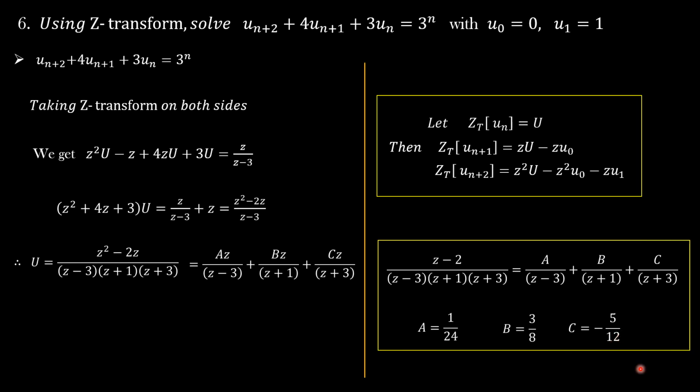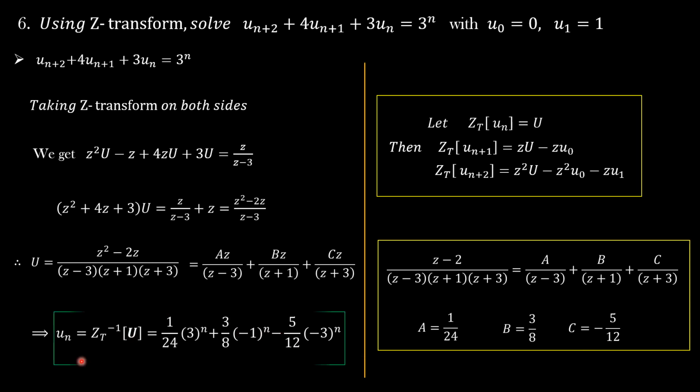Therefore, the solution of the difference equation is obtained by taking the inverse Z transform and is given by u(n) is equal to 1/24 into 3^n plus 3/8 into (−1)^n minus 5/12 into (−3)^n.